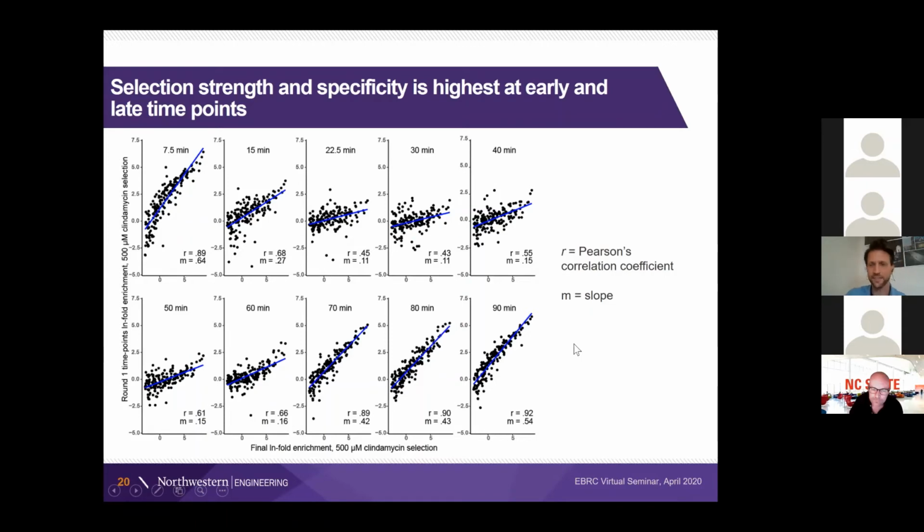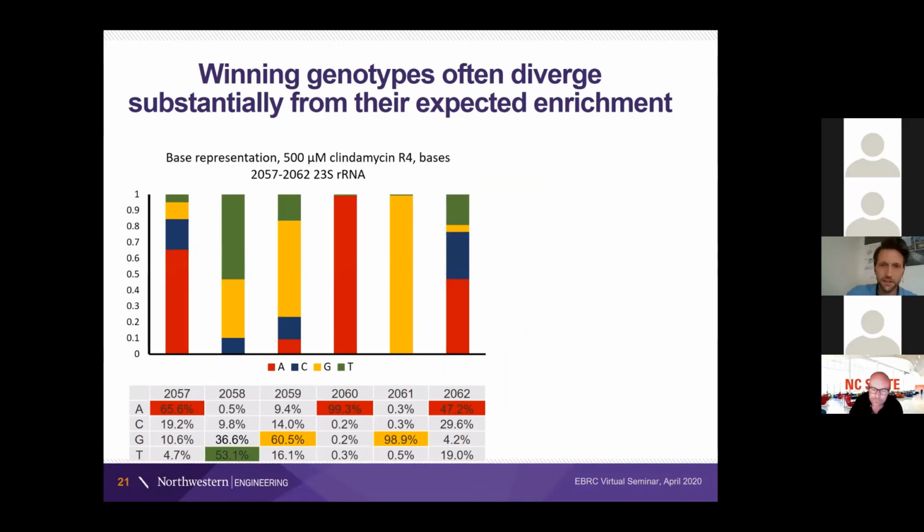So we kind of decided that really the longer incubation is the way to go, because you don't want to miss this optimal time at the very beginning here and end up in this kind of weak selection regime. So we think that incubating for a longer time is the best way to go. Another interesting thing is that winning genotypes are not always the ones you would necessarily expect.